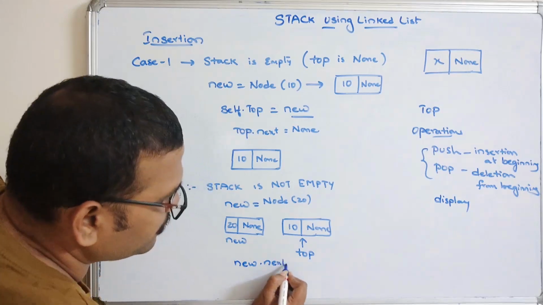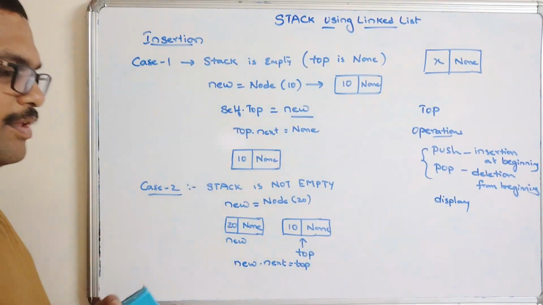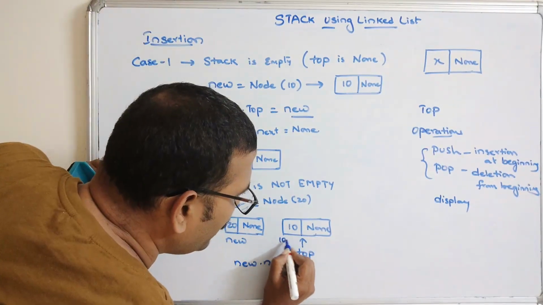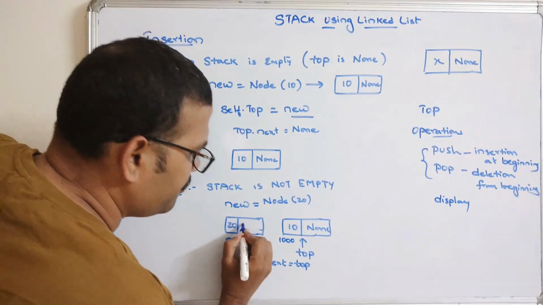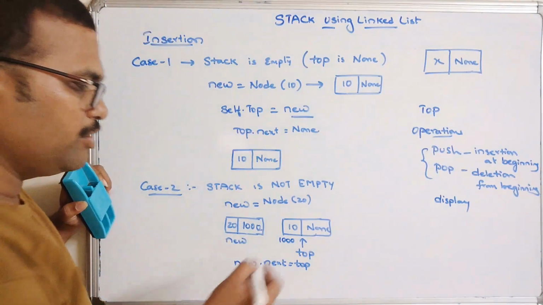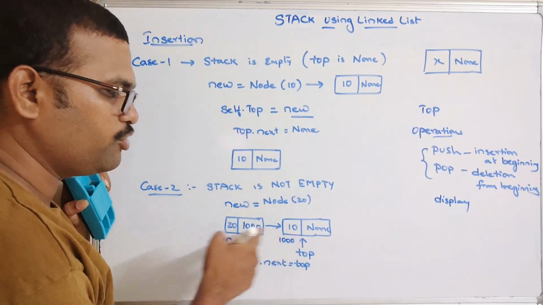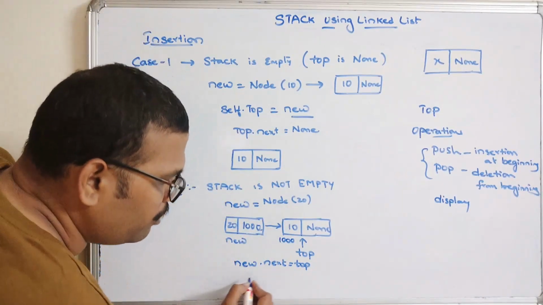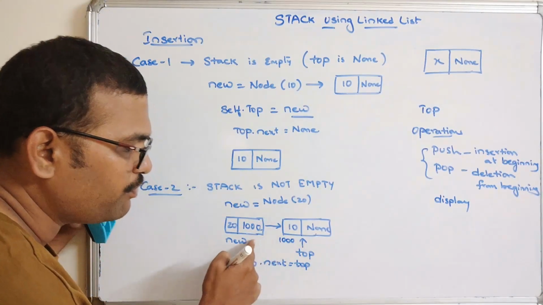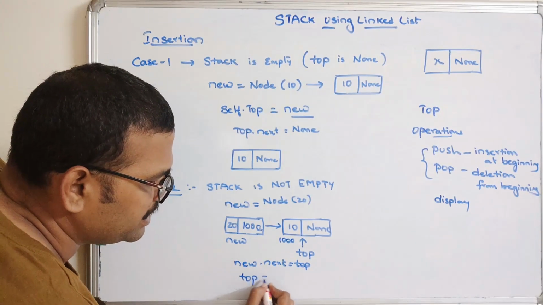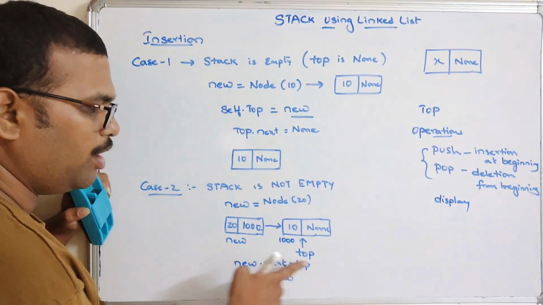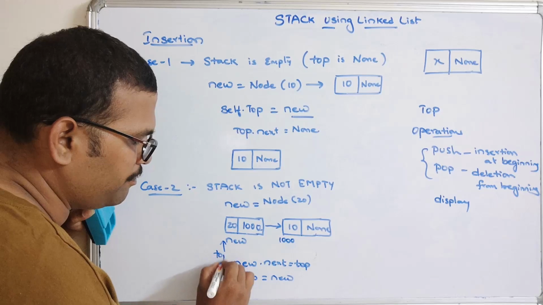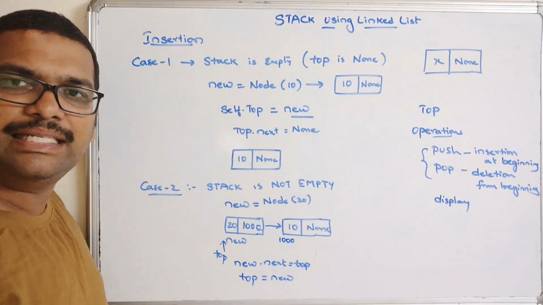New.next is equal to top. See, new.next means this place is equal to top. So whatever the value at top, that address will be stored here. See, right, 1000. So immediately a link will be established between this node and this node. Now what happens? Top should be assigned to the first one. So top is equal to new. So obviously this top will be pointing towards this one. That's it. A simple code.